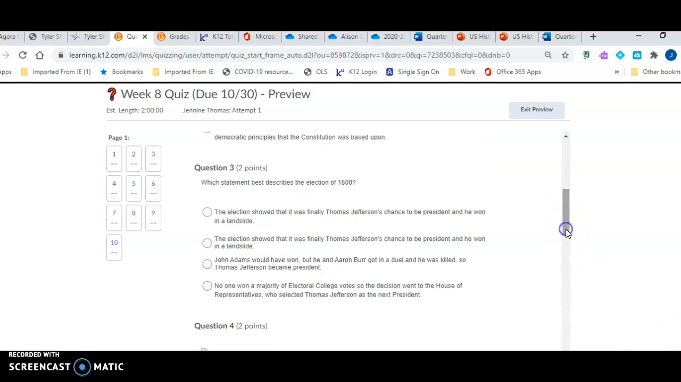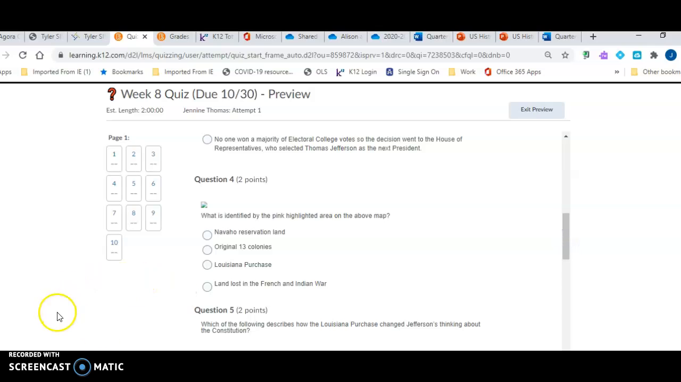Question number 3. Which statement best describes the election of 1800? The election showed that it was finally Thomas Jefferson's chance to be president, and he won in a landslide. John Adams would have won, but he and Aaron Burr got in a duel and he was killed, so Thomas Jefferson became president. No one won a majority of the Electoral College votes, so the decision went to the House of Representatives, who selected Thomas Jefferson as the next president.